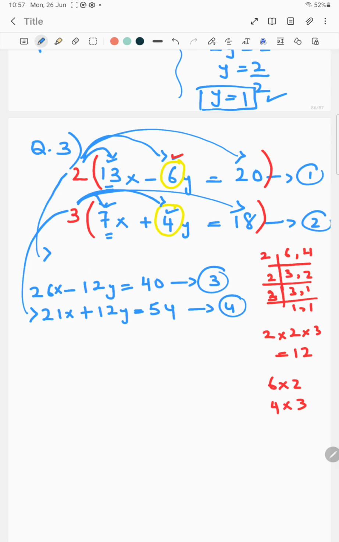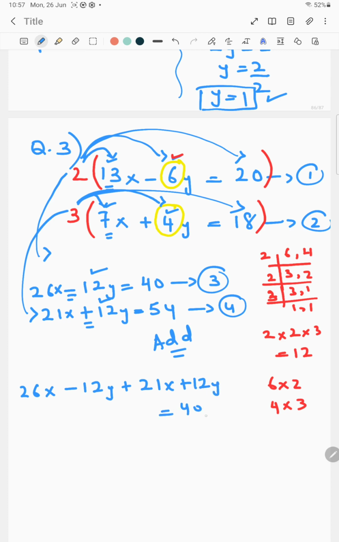So see, you have same coefficients with different signs, plus and minus. As we remember, if we have same coefficients and different signs, we have to add them. Now we have to add these two, 26x minus 12y plus 21x plus 12y. On the other side, we just have to add these two numbers, 40 plus 54. Now minus 12y and plus 12y will cancel each other, and 21 plus 26 is 47. 47x is equal to 40 plus 54 is 94.